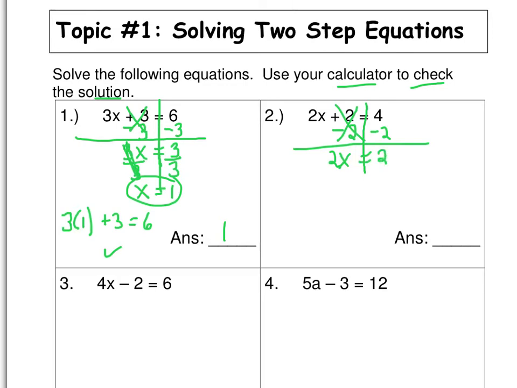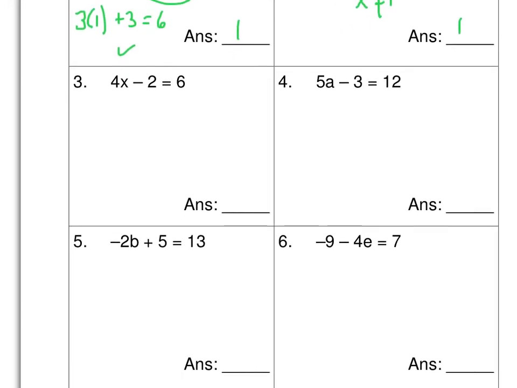Then I divide both sides by 2, because the opposite of multiplying by 2 is dividing. 2 divided by 2 is 1. So now I have the x alone. Whatever I do to one side, I do to the other. So again, I have my same answer, which is 1. Okay, your answer is not always going to be 1. That's just kind of weird. Okay, we have 4 more examples in this particular lesson.